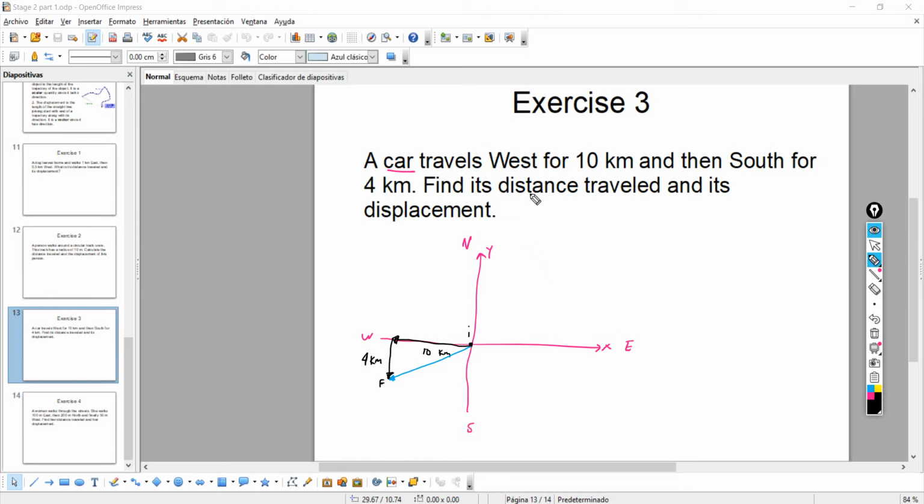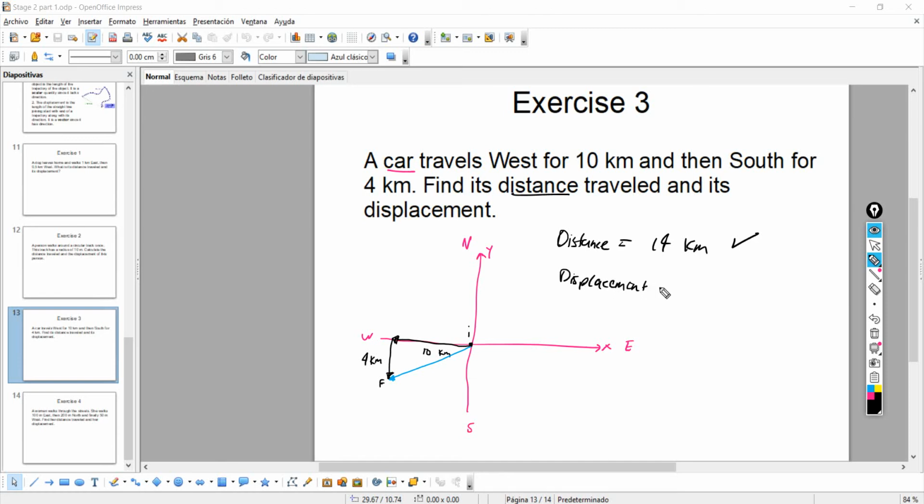Okay, now let's solve the questions. What is the distance traveled by the car? Clearly, it's 14 because it's going to travel 10 and then 4. That is the whole distance traveled. So distance is going to be equal to 14 kilometers. This is a scalar quantity, so it doesn't need direction, and this is complete.